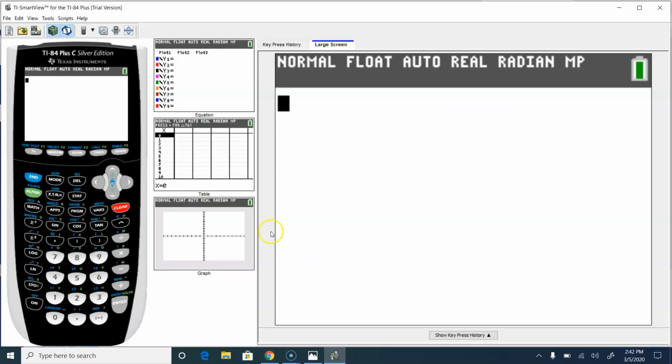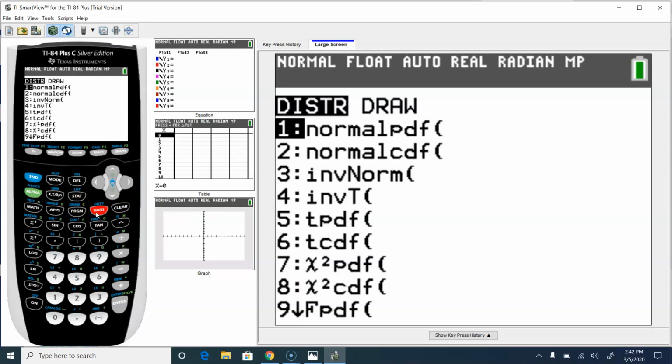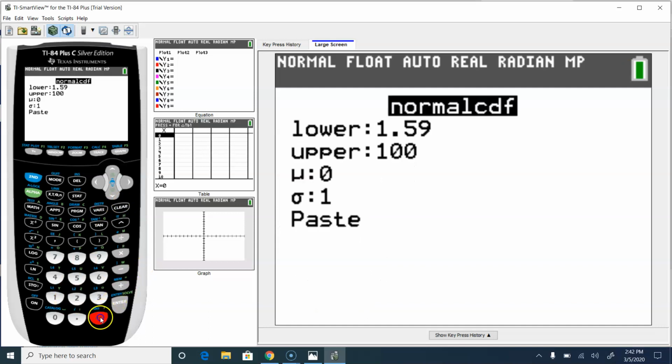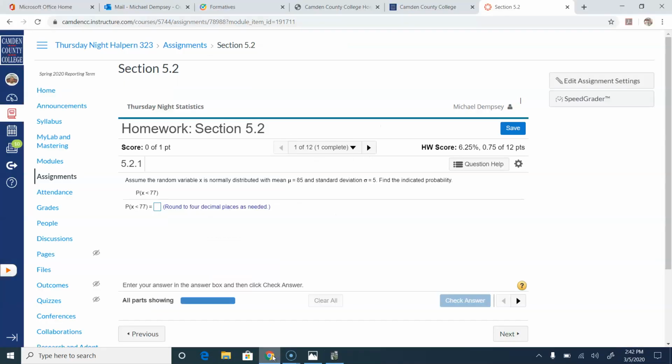But so again, we want second and the variables key for our distribution menu, and it's normal CDF again. So I want to start somewhere really low. If you want to start at negative 1,000, like I said, it wouldn't matter if you started at 0. But we're going to an upper limit of 77 this time. And now the mean is 85, and the standard deviation is 5. Let me just double check those parameters. Yep, 85, 5, 77. Yep.